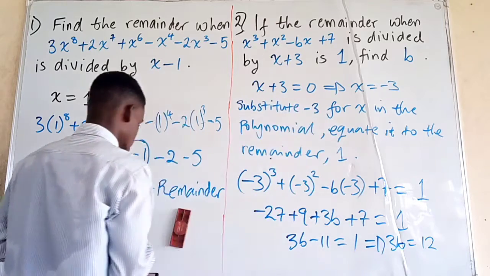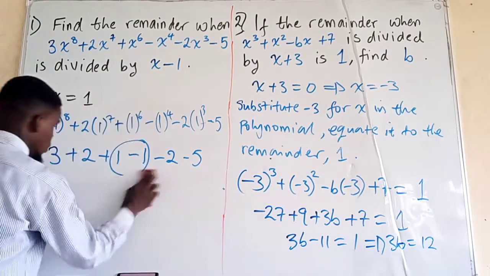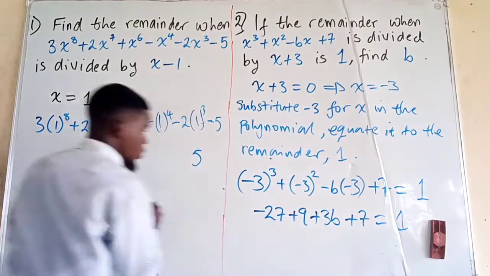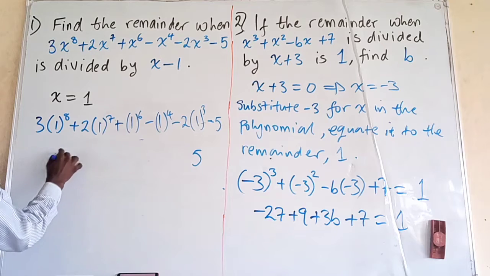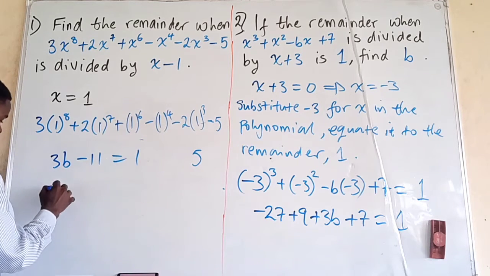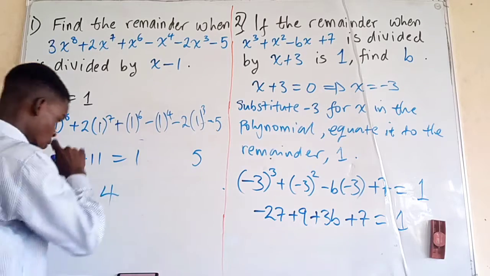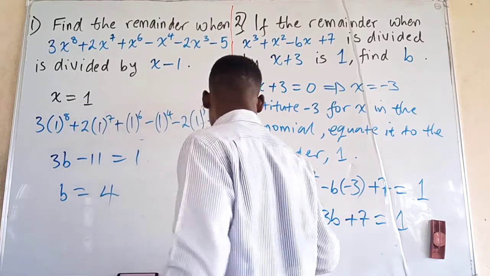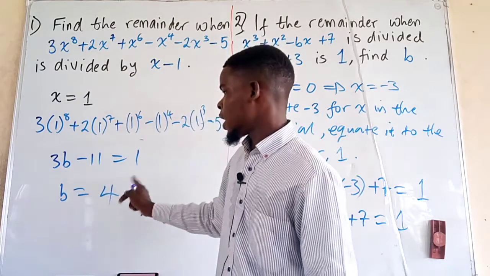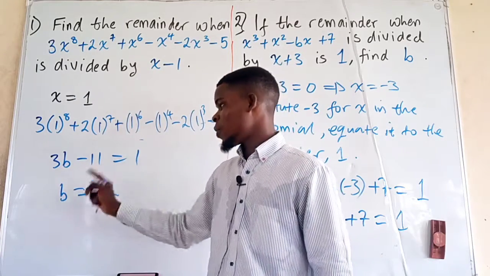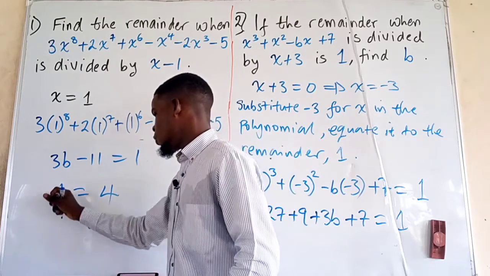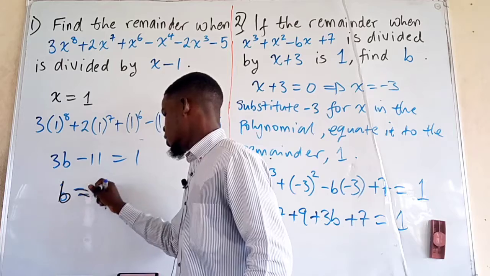Let me put this somewhere here. So here we see that 3b minus 11 is 1, which means that b is just 4. So from here, we simplify it a little bit. We add 11 to both sides. We have 3b equals 12. We divide both sides by 3, and b equals 4. So this right here is the value of b. b is 4, and that ends it.